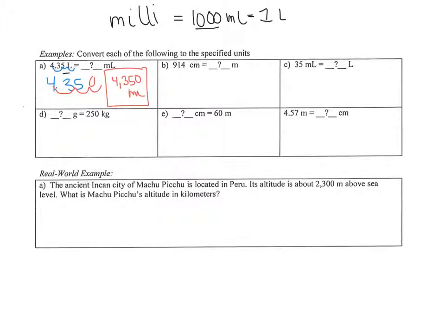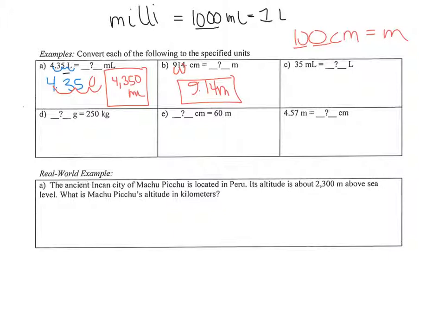Letter B, 914 centimeters is how many meters? Well, there are 100 centimeters in a meter. So if I have 914 centimeters, the decimal's right here. I need to move it. I don't want to make more centimeters to be a meter. I'm going to move it back 2 spots because there's 2 zeros in here. So I go 1, 2. So it's 9.14 meters is the answer.